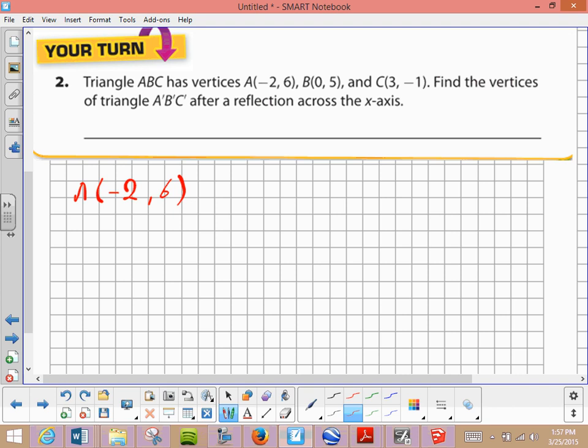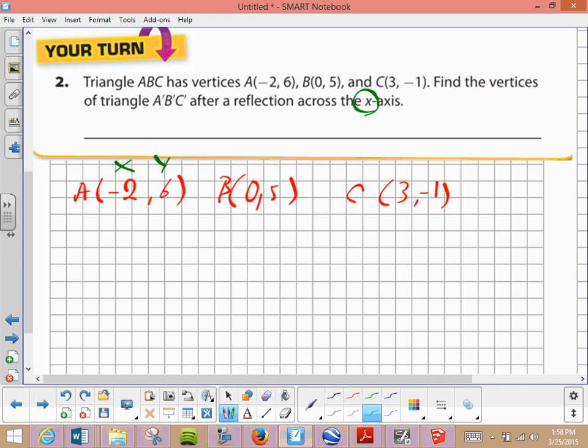This is A. B is 0, 5. And C is 3 and negative 1. So what do I do again? Does anybody have a different option? Yes. Exactly. So you're reflecting across the x.